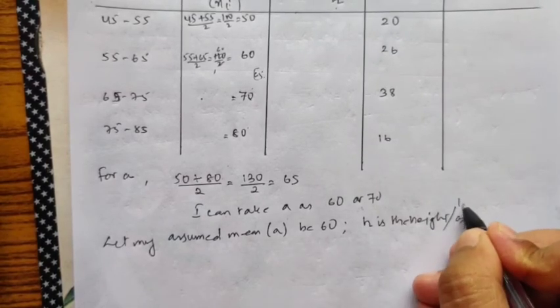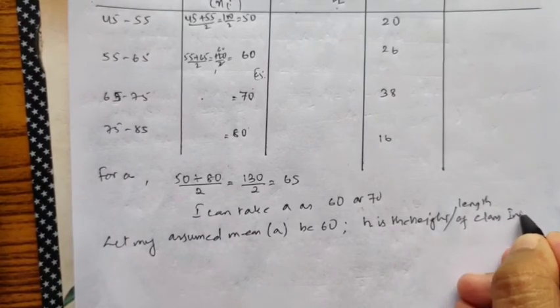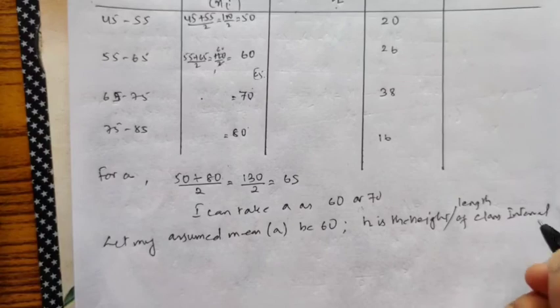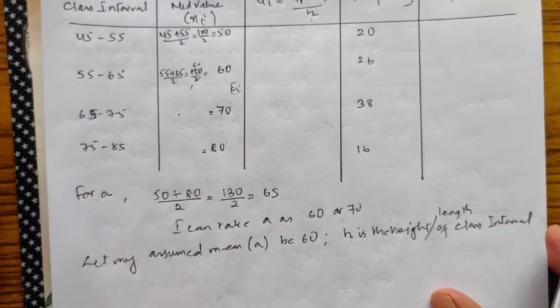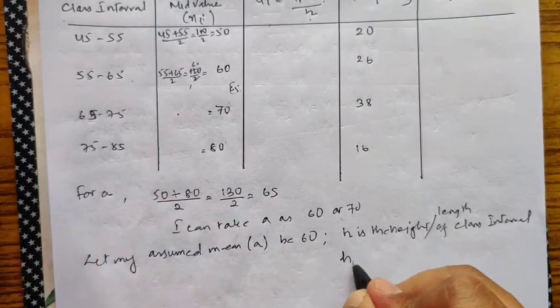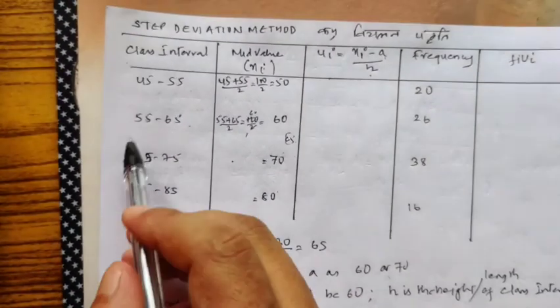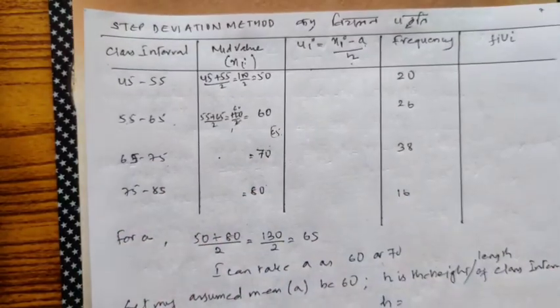Height, or you can say length of class interval. How do we decide that? See these class intervals, 45 to 55, 55. Can you see this interval? What's the gap between them? Gap of how many numbers? 10. Yes, that is your h.